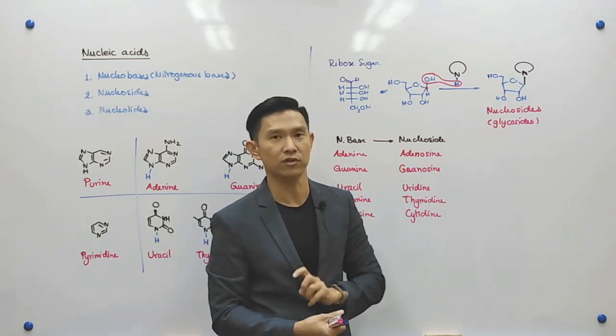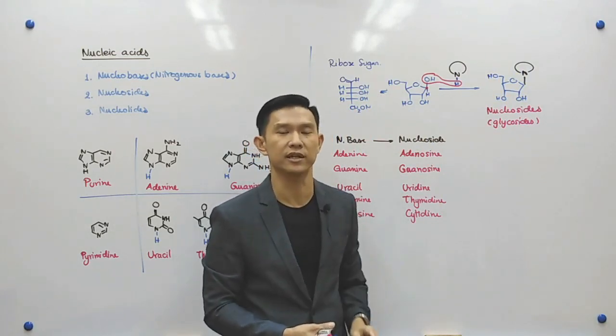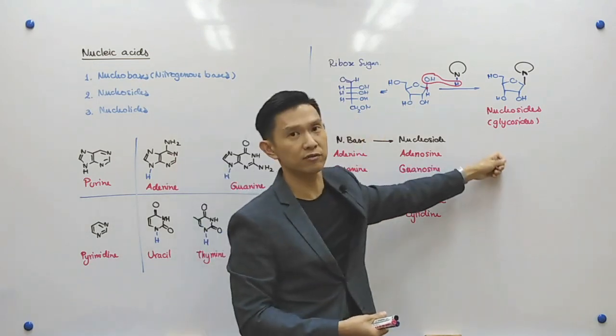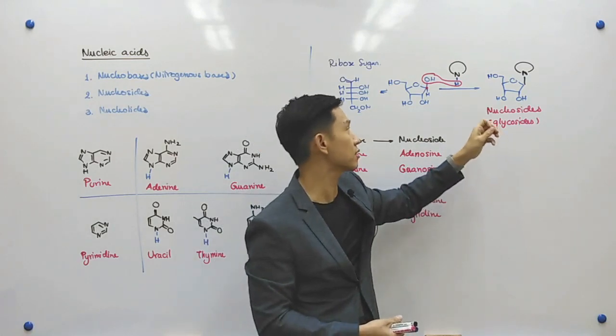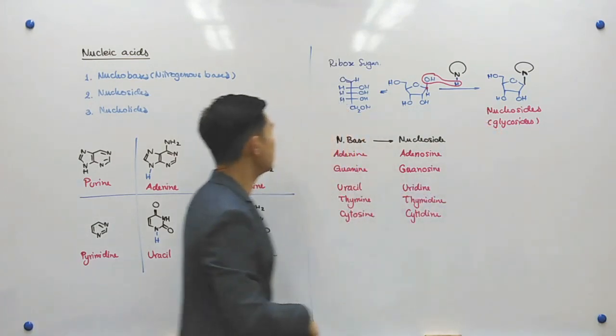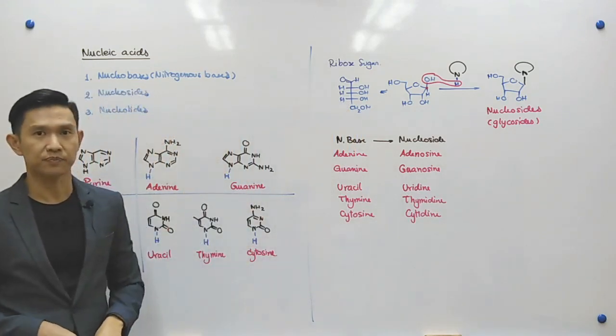So if you have no aldehyde group, you cannot undergo oxidation by Benedict test. So this is reducing sugar, but this is non-reducing sugar. Actually, it's non-reducing glycoside or sugar derivatives. Okay, no? So this is the nucleoside.